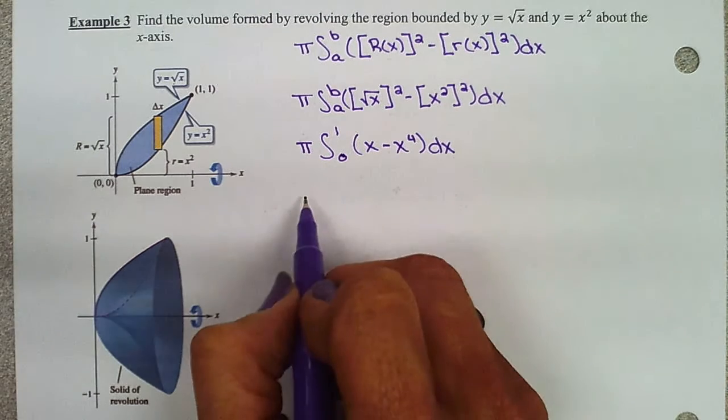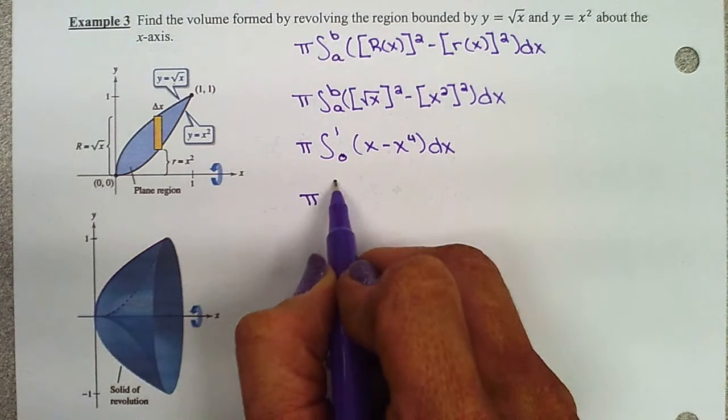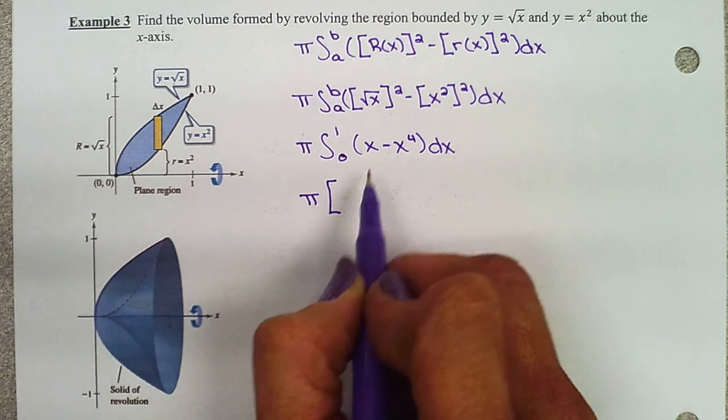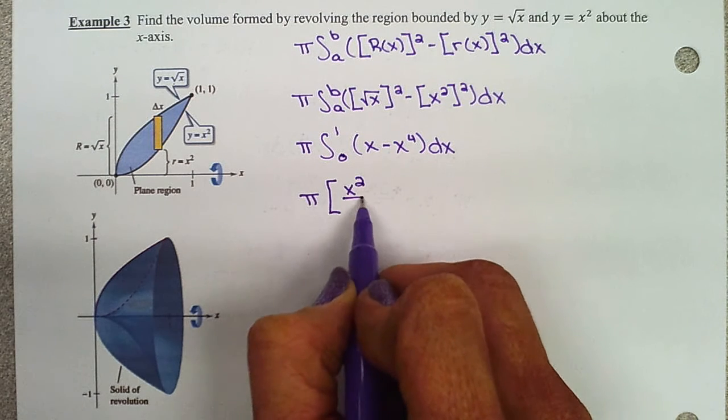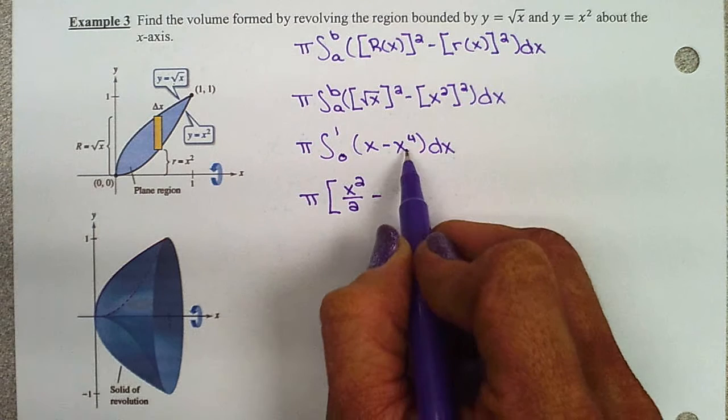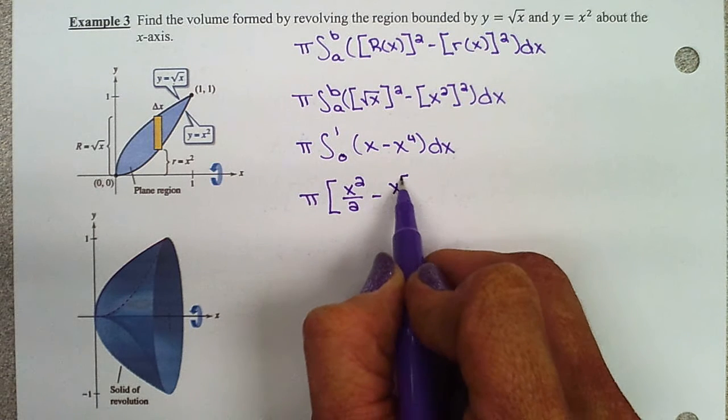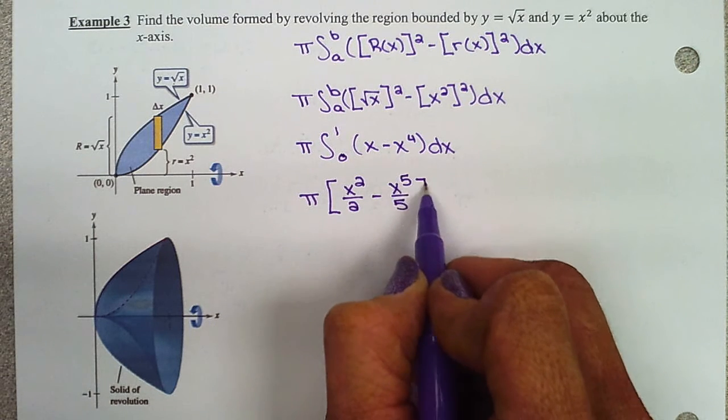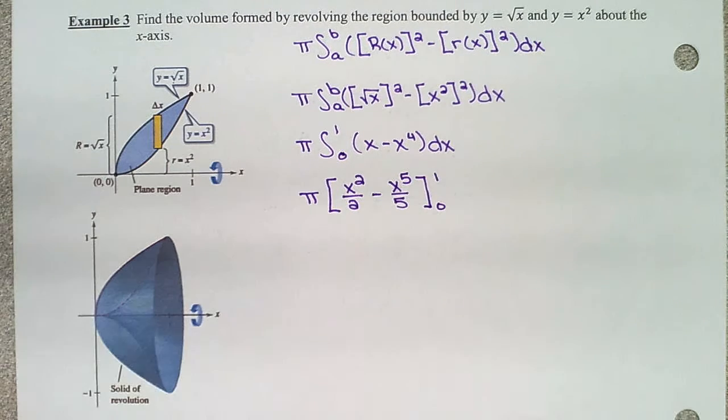Now we can actually go through and integrate. So we're going to have a pi. If I raise the power and divide by the power, that becomes an x squared over 2. Here, if I raise the power and divide by that power, it becomes an x to the 5th over 5. We're evaluating from 0 to 1. So now I want to go through and actually plug in the 1 minus when I plug in the 0.